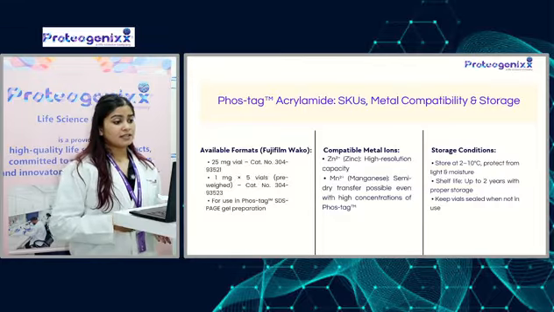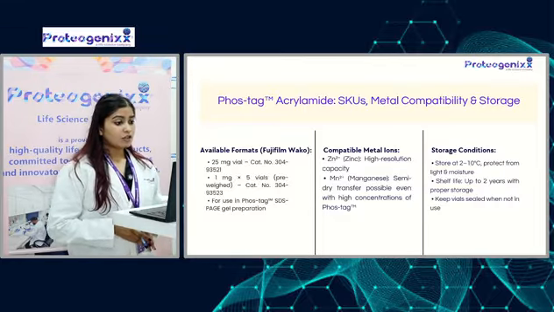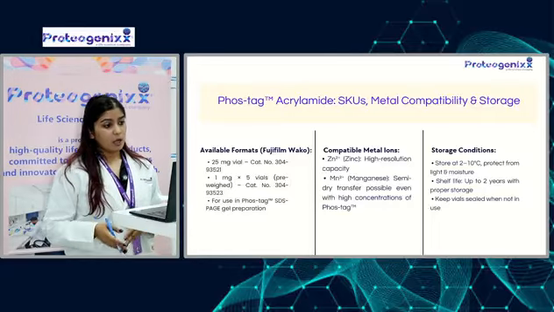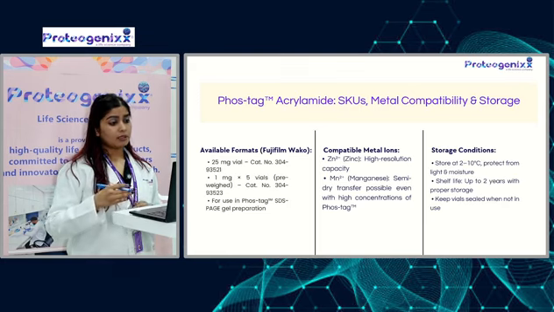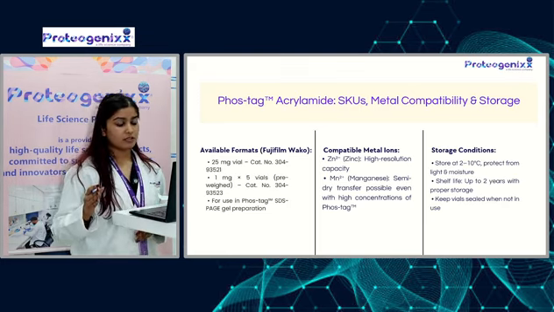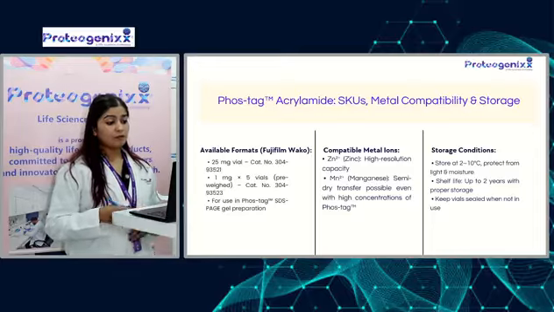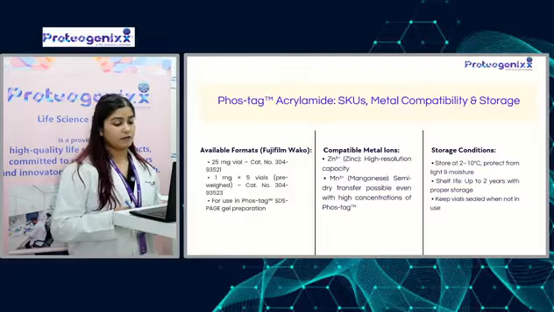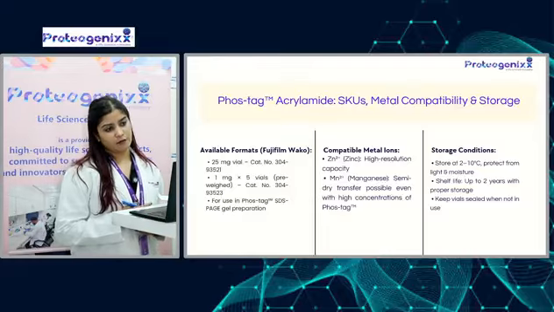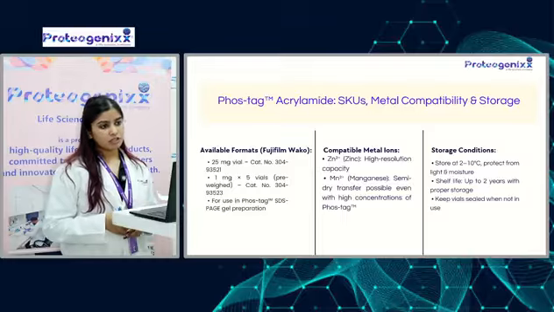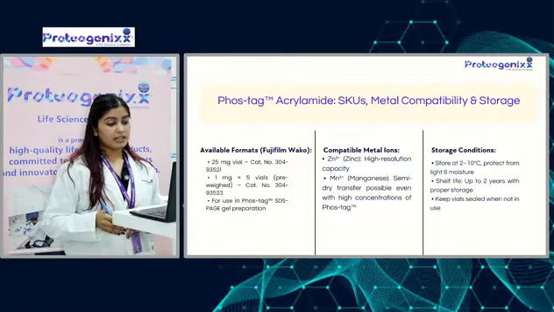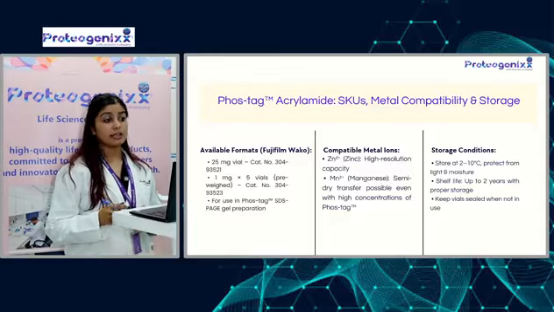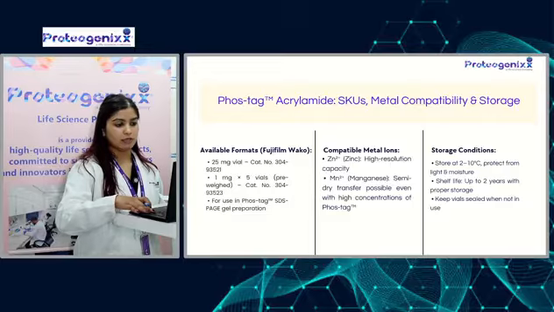Now, Phos-tag is designed with stability and flexibility. So we use it with two metal ions, zinc and manganese. When you are using zinc, it will increase your high resolution separation. But if you have to do semi-dry transfer, that is possible with zinc Phos-tag, even with high concentrations of Phos-tag. Coming to storage conditions, you should always keep it at 2 to 10 degrees Celsius, protected from the light. And if you keep it in the proper condition, its shelf life is up to 2 years.